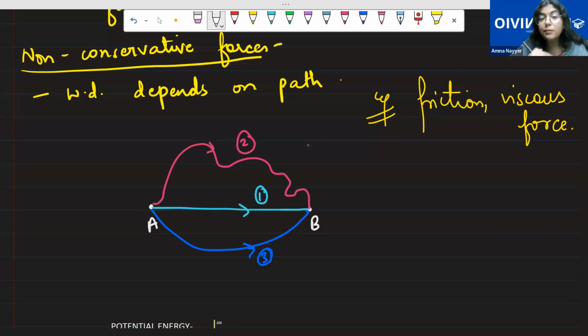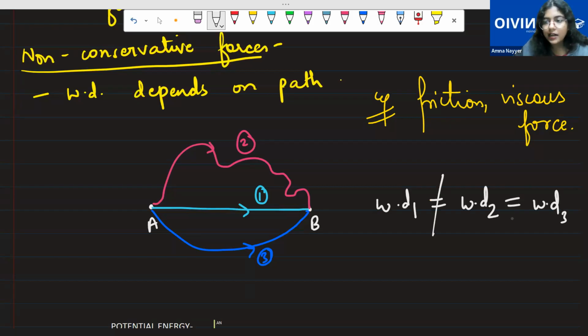They will depend upon the path that has been traveled. It will affect the whole work done throughout. I'll say work done 1, work done 2, work done 3, they aren't equal. All the work done will be different because they are dissipative forces.